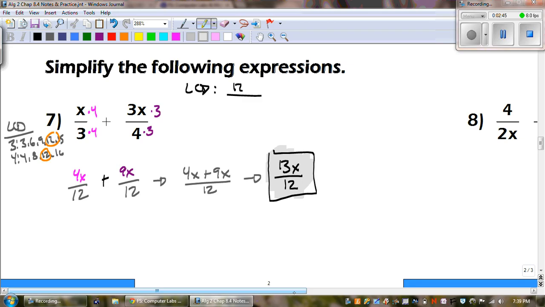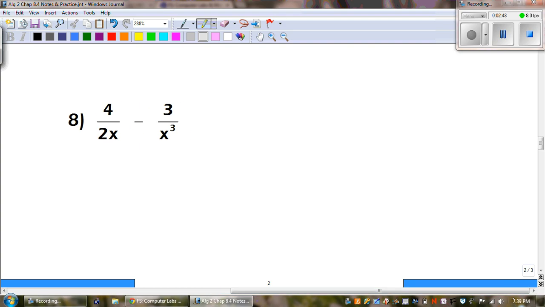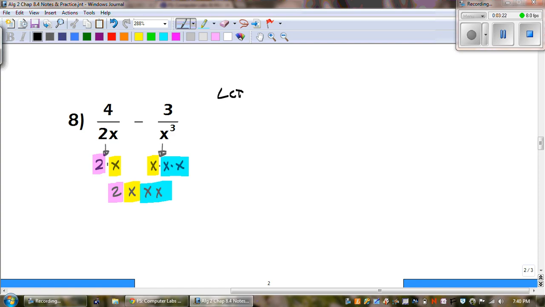All right, let's look at number 8. So we need to factor. That is 2 times x, and over here we have x times x times x. Kind of like what we did on the first side, what do they have in common? They have in common an x. What don't they have in common? A 2, and the right one has 2 more x's. So our LCD is 2x cubed.